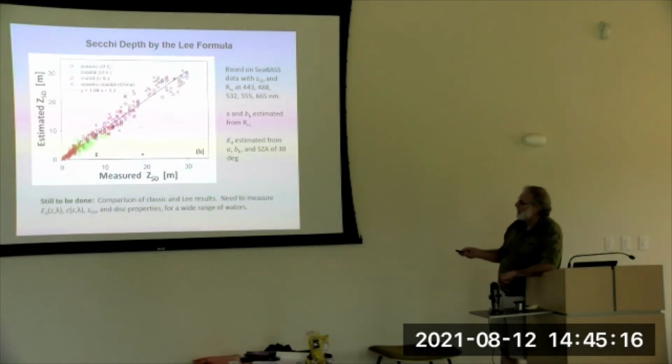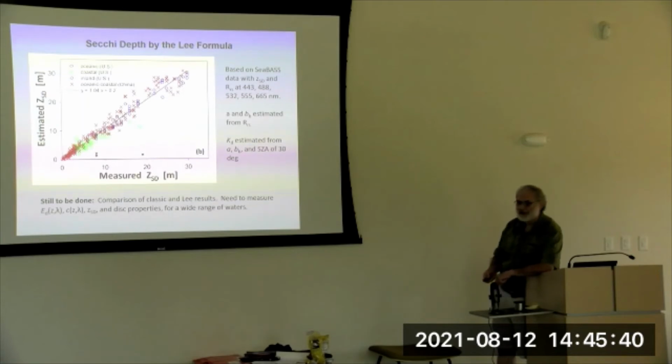So here's a comparison between the measured Secchi disk by some guy hanging over the side of the boat looking, and the estimated value from Zhongping's equation for open ocean water, coastal inland US, Chinese waters, and so forth. And you can see it does a pretty good job. And this is all data pulled out of the NASA SeaBASS thing.